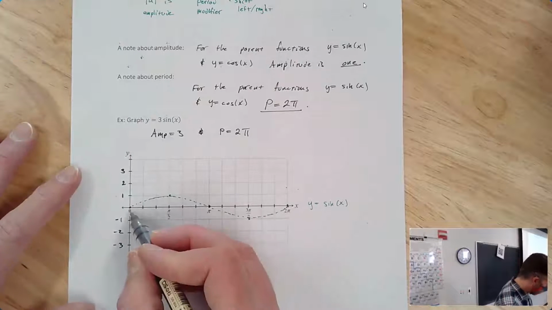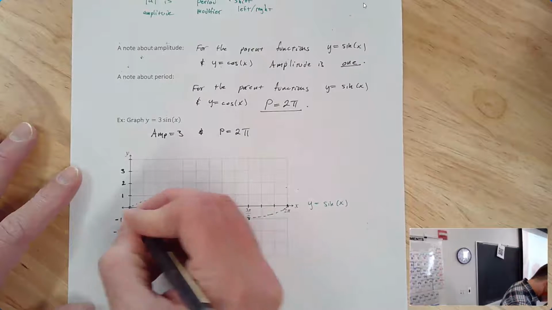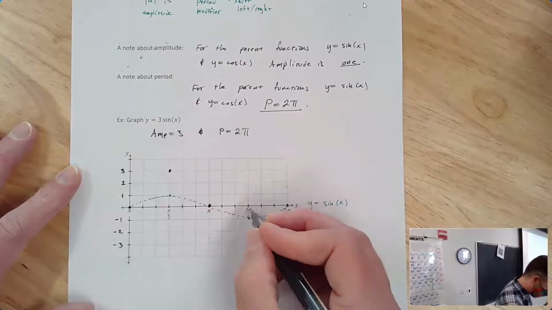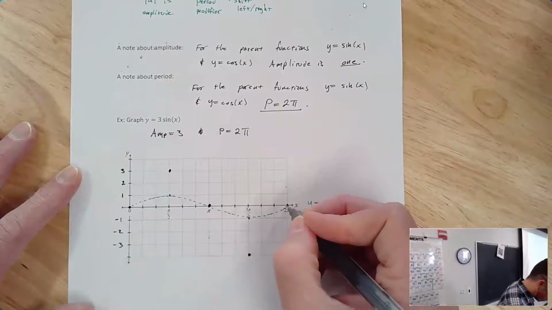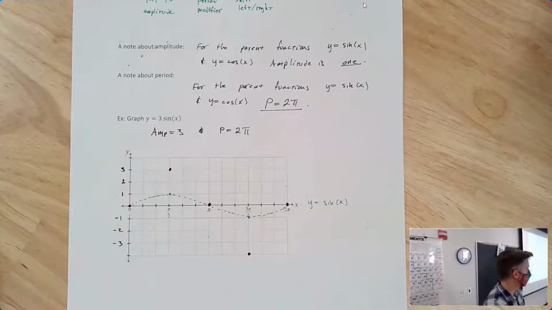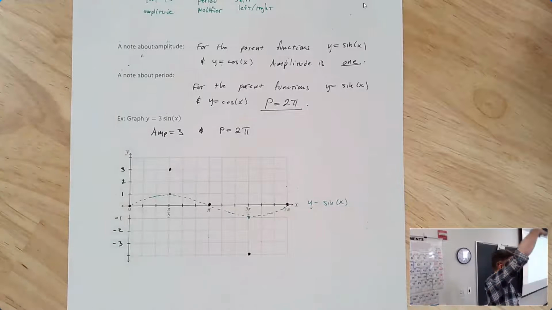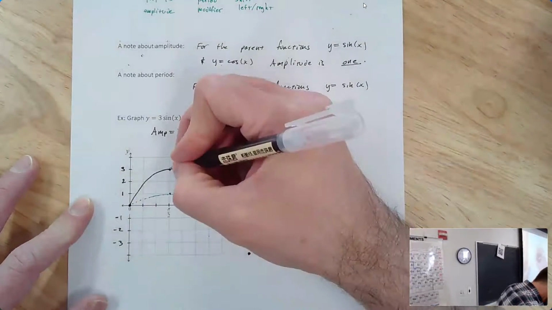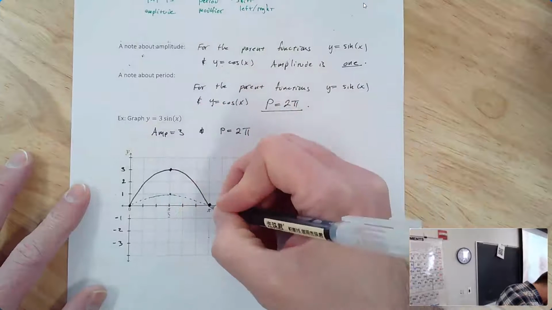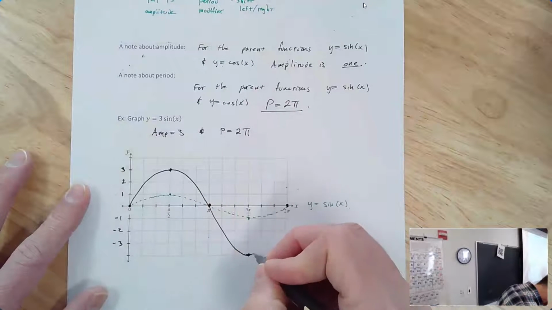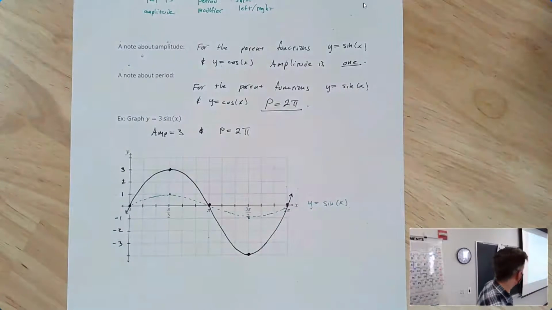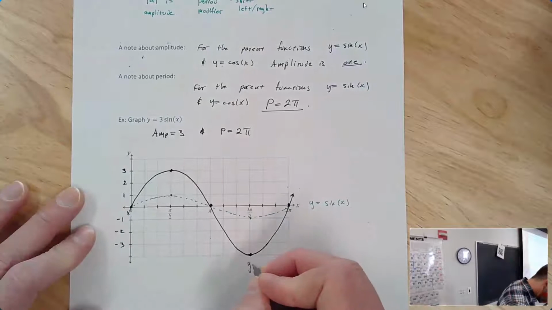So 3 times 0 is still 0. 3 times 1 is 3. 3 times 0 is 0. 3 times -1 is -3. 3 times 0 is 0. Those are the 5 important points for this graph of y equals 3 times sine of x. It's just getting stretched vertically. There's our graph of y equals 3 sine of x.